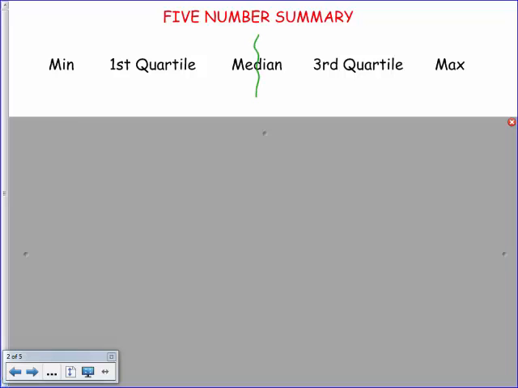So that cuts our data in half. We find the median. And then once we cut our data in half, we basically look at the median of our first half of data, which we call the first quartile, and then we find the median of the second half of our data, which we call the third quartile. And then the other parts of our 5-number summary are the minimum and the maximum.